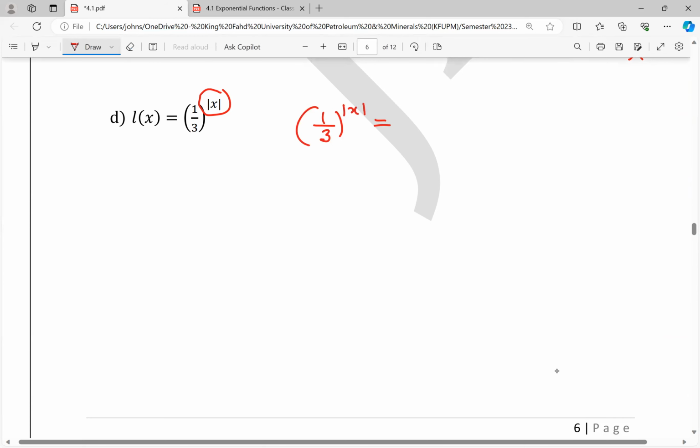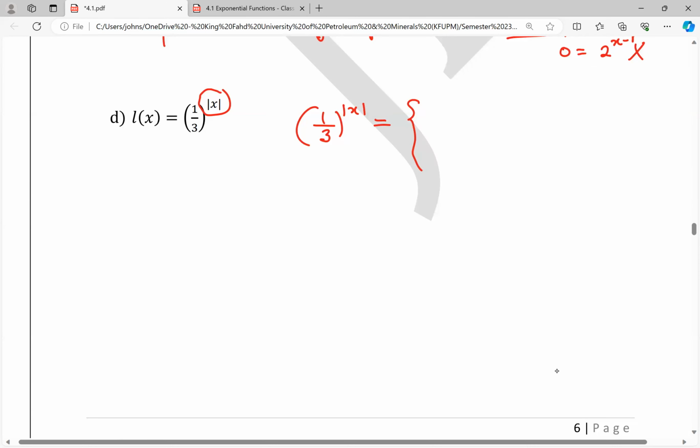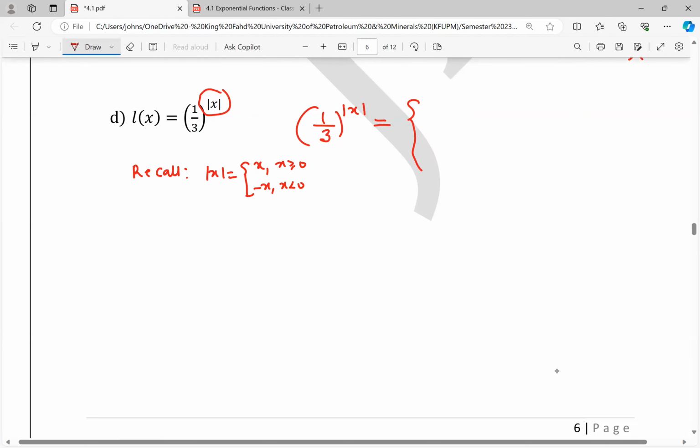Now we can use the definition of an absolute value. What is the definition of an absolute value? Recall that the absolute value of x is equal to x if x is greater than or equal to 0, or minus x if x is less than 0.